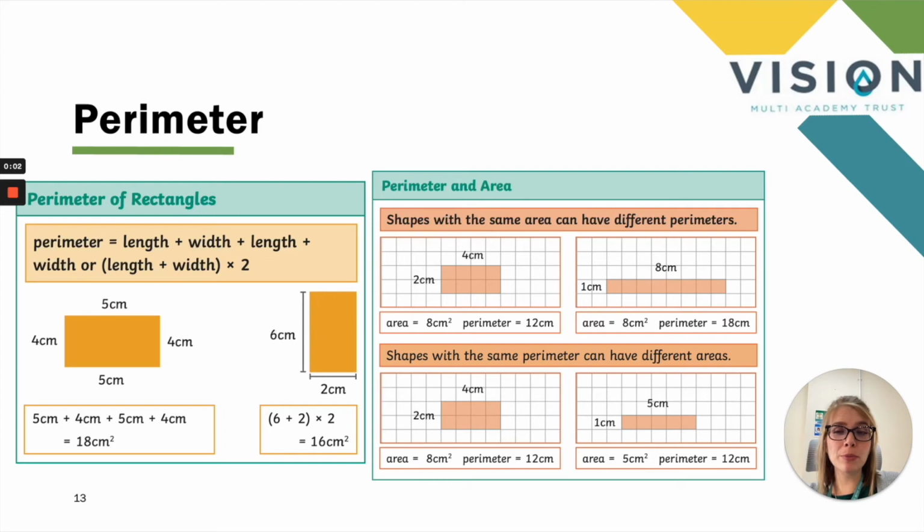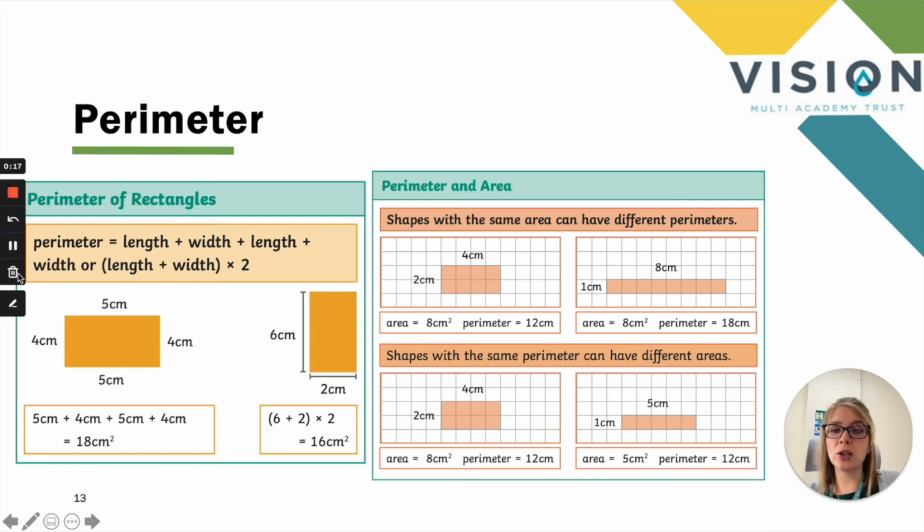Now we have looked at perimeter before and we know that this is the total outside measurement. So we can add the length to the width to the length to the width, or we can use the simple formula of doing the length plus the width, multiplying by 2.